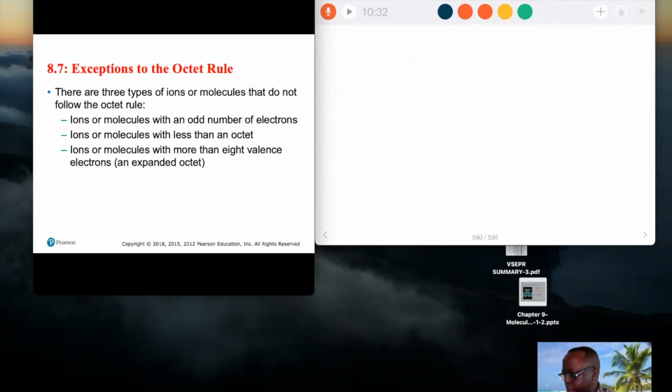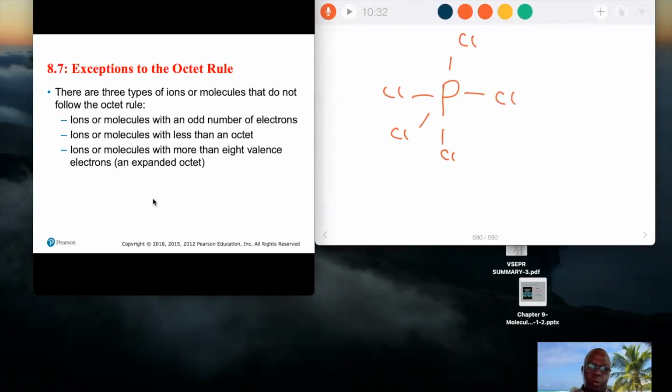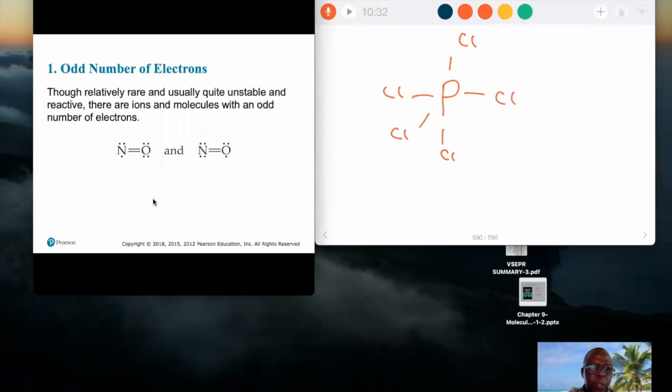And if you are to draw the Lewis structure, you'll have 5 chlorines hooked up to the central atom. 1, 2, 3, 4, 5. That gives 10 electrons on the central atom, which means there is an expanded octet rule. These are the exceptions to the octet rule. It will just play out wherever you draw.